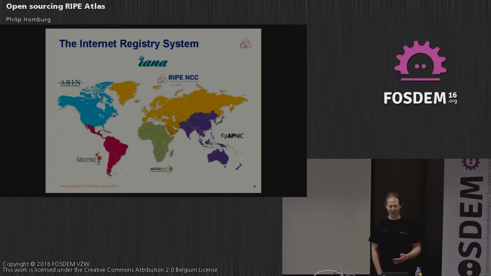RIPE was the first instance of this sort of regional internet registry, and over time we now have five of them. The interesting thing to note here is that every region sets its own policy. So it's possible that you can still get some amount of IPv4 addresses in the RIPE region, but you can get almost none in the US, because there's a completely different policy and different results, and they also have completely different fee structures. So it's five organizations doing the same thing, but in completely different ways.